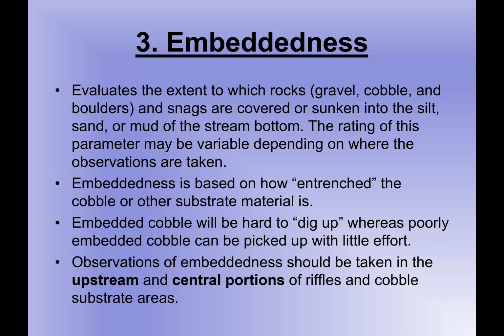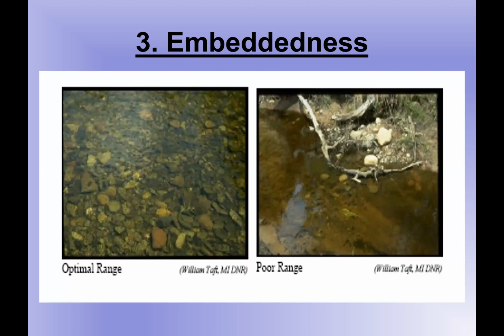Embeddedness is based on how entrenched the cobble is in other substrate materials. Is it easy to flip over a rock? If you've been in the stream, you can probably figure that out. If you haven't, it's a little bit harder. Observation of embeddedness should be taken in the upstream and central portions of a riffle and cobble substrate areas. So this is a kind of hard picture to see, but this is right out of the EPA program. You can see here, these look like they're fairly easy to flip over, so that's probably in more of the optimal range. They're not embedded with a bunch of sediment around them. This one is a little bit harder to see, but you can see some of the silt, some of those things that might embed and not allow you to easily flip over rocks.